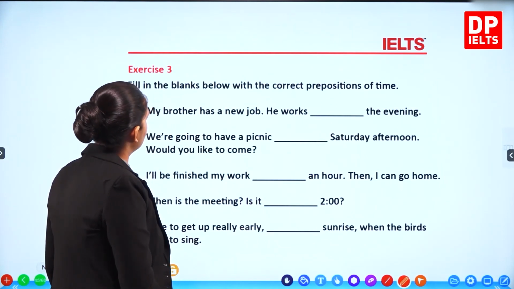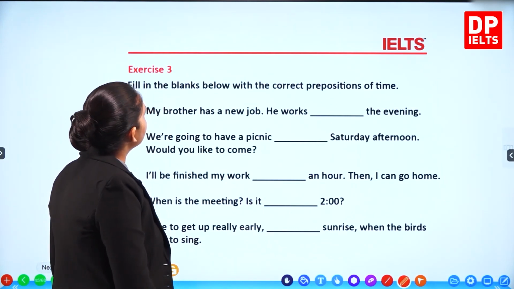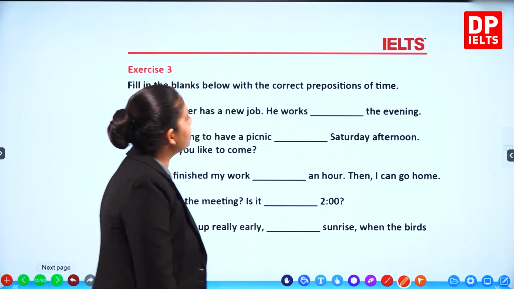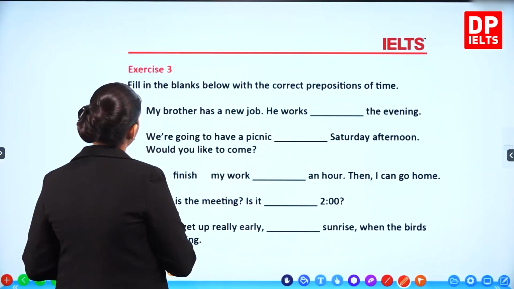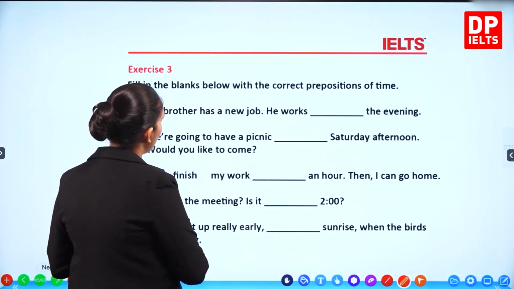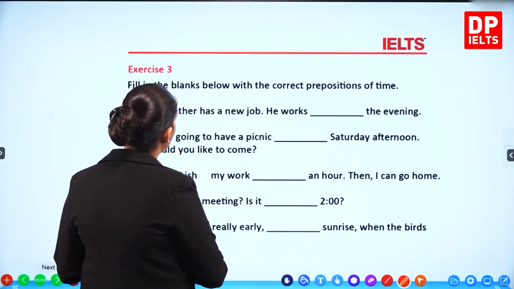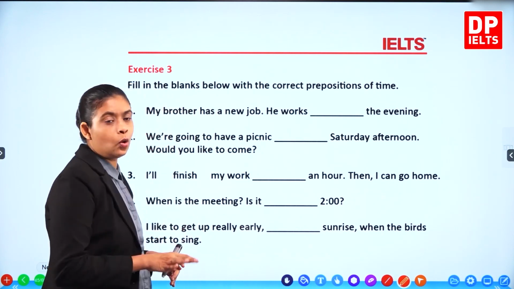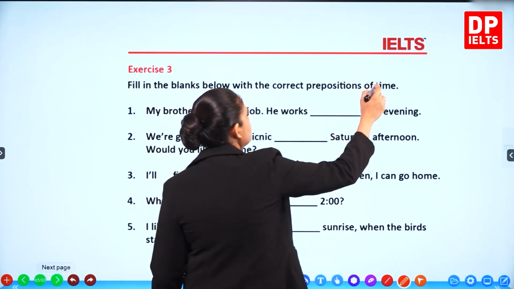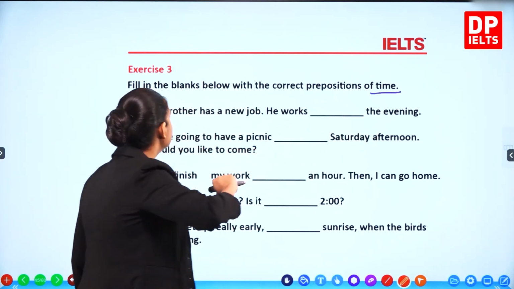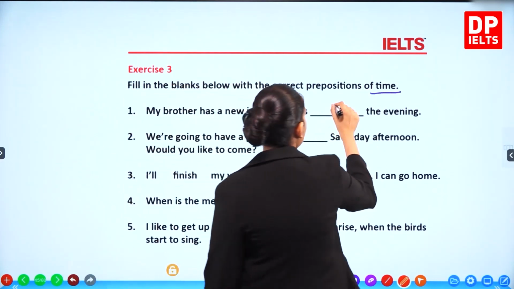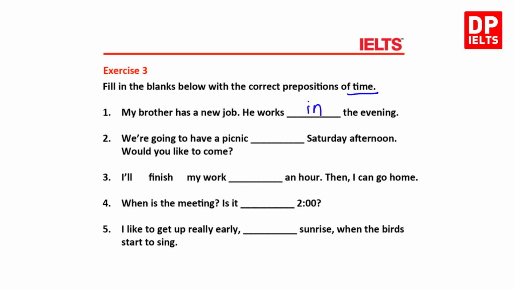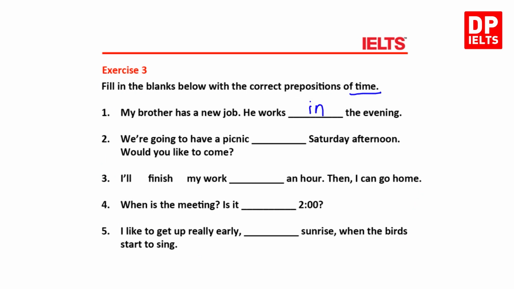Next set of questions. Fill in the blanks below with the correct prepositions of time. Right? Moving on, let's have a look at a few more practice questions. Fill in the blanks below with the correct prepositions of time. Right? My brother has a new job. He works in the evening.